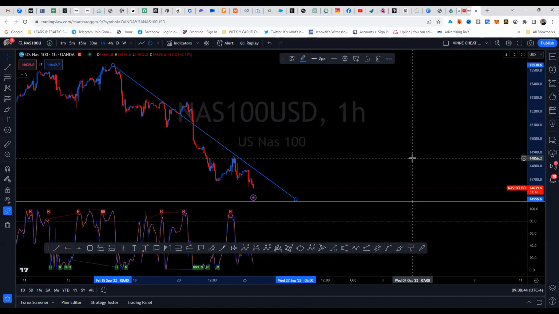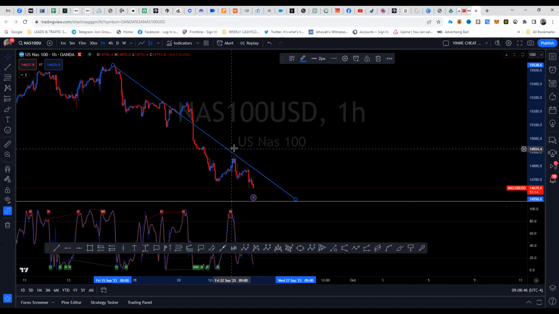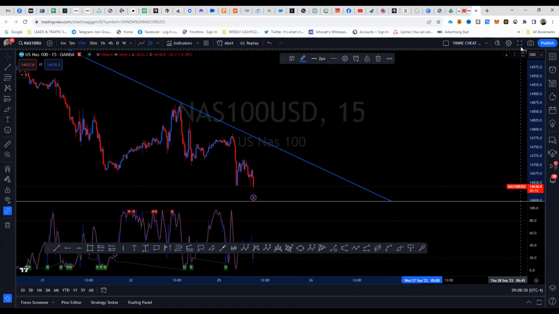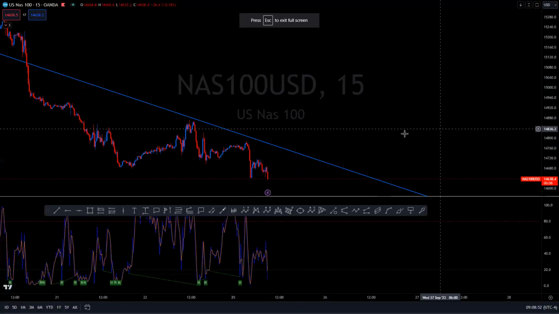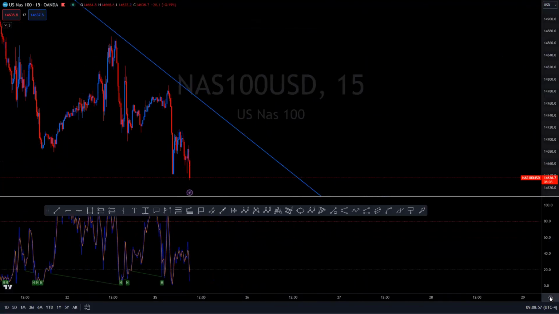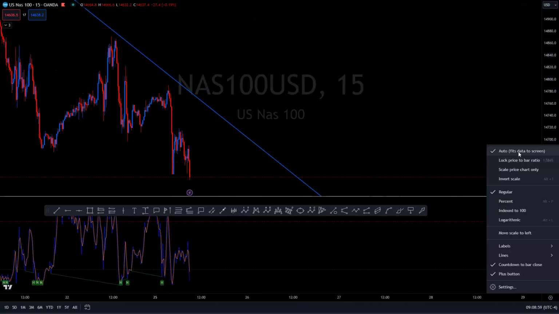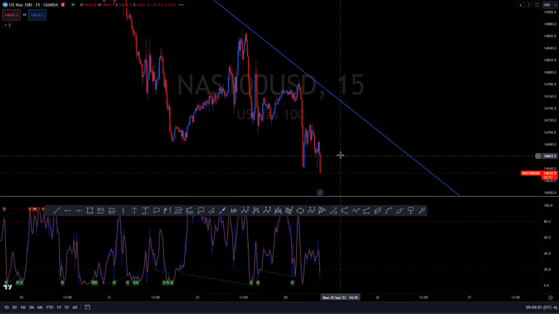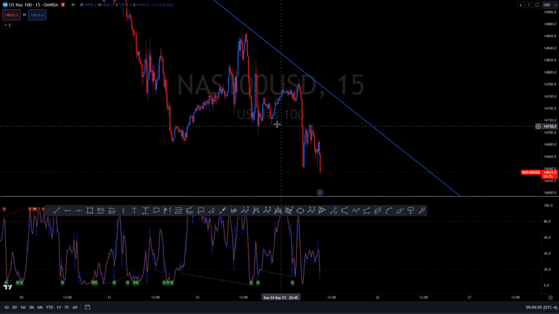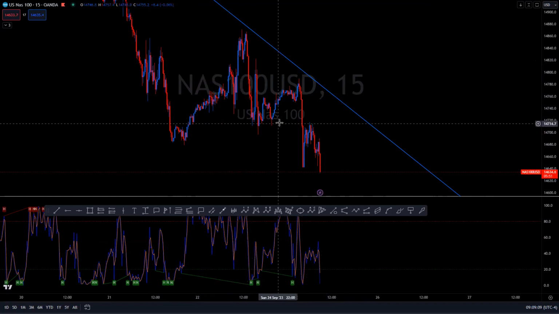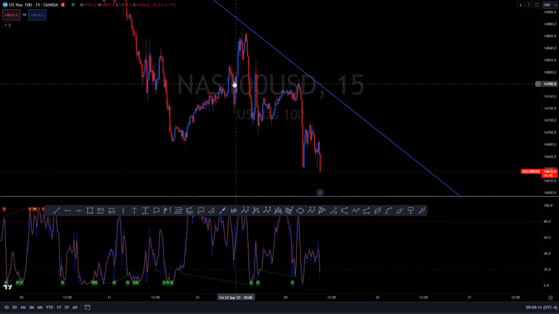Now there are some things I'm going to be doing differently in my analysis, but let's go to the 15-minute. So now we're on the 15-minute. The very next thing we're going to do is look at the current trend, which we can still see trending downward because multiple swing lows are being broken.